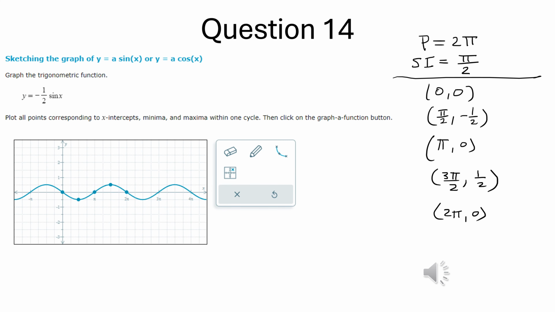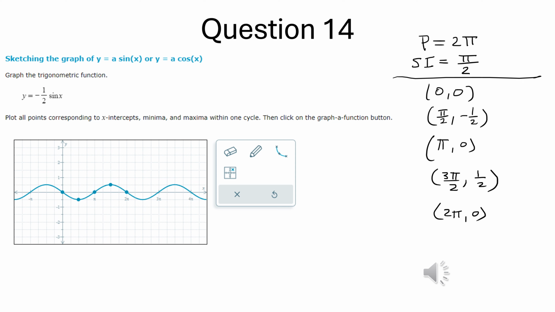Okay, graph the sine function. The amplitude is 1/2, but we have a reflection about the x-axis because of the negative sign. The period is 2 pi over b, but b is 1, so just 2 pi, and the step is pi over 2.